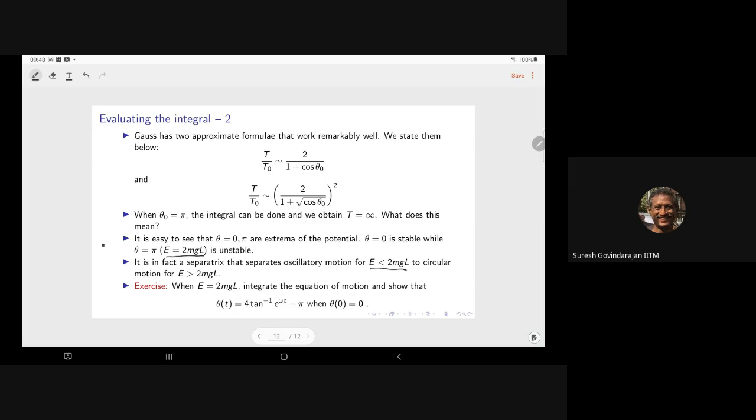So the point here is, if you have this pendulum like this, oscillatory motion is something like this. Rotational motion is where it goes around like this. It went out of the screen, but you understand what I mean. So if energies are greater than that, it can overshoot and come around. When E equals 2mgl, we can actually do the first integration and get this answer.